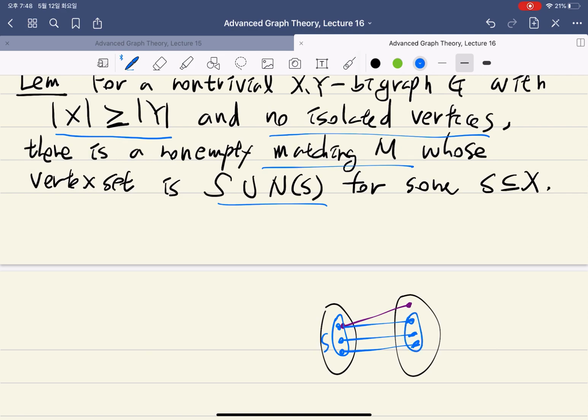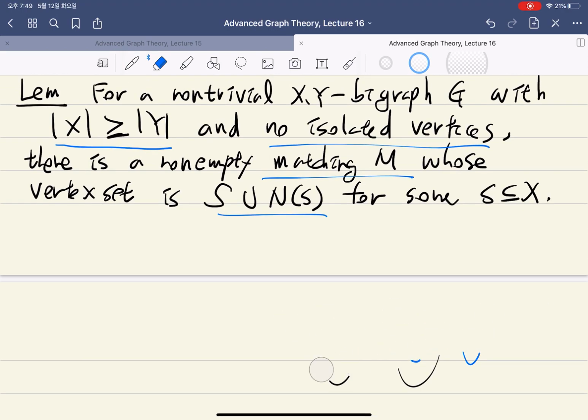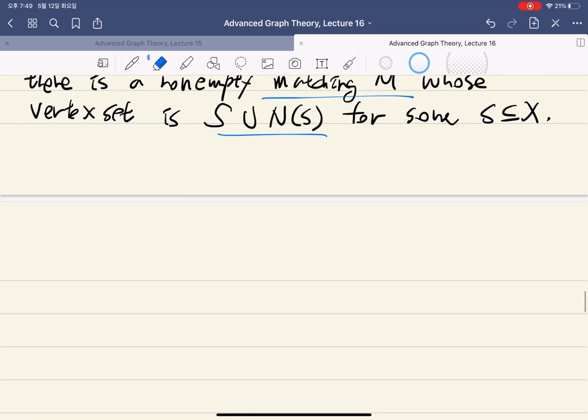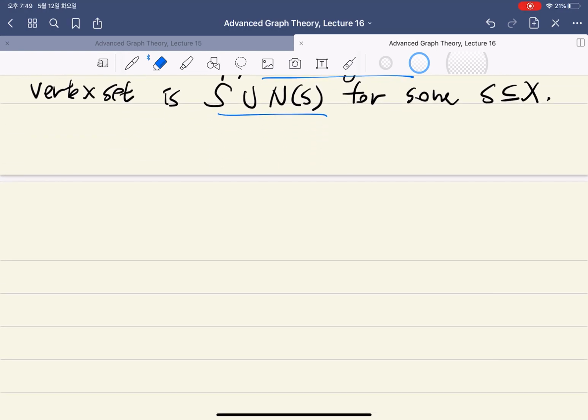This is S, this is N of S, which has the same size. If there were these purple edges, then N of S would have been bigger. So we can forbid this type of edges. So that motivates us to prove this lemma. And this can actually be proved in a non-difficult way.